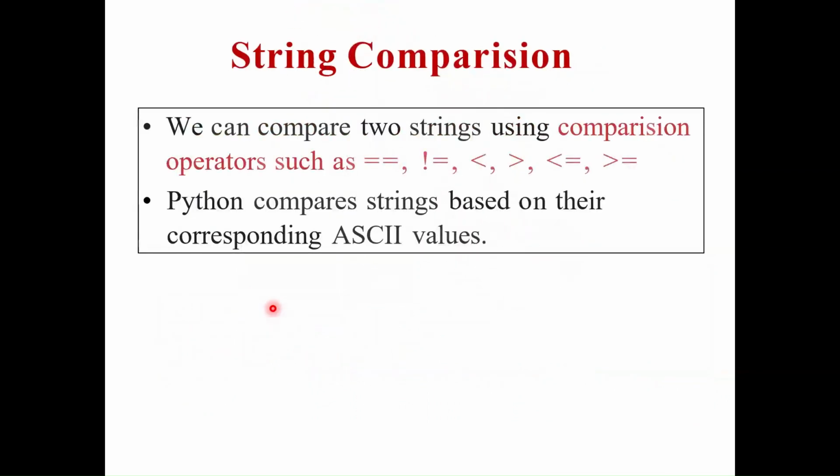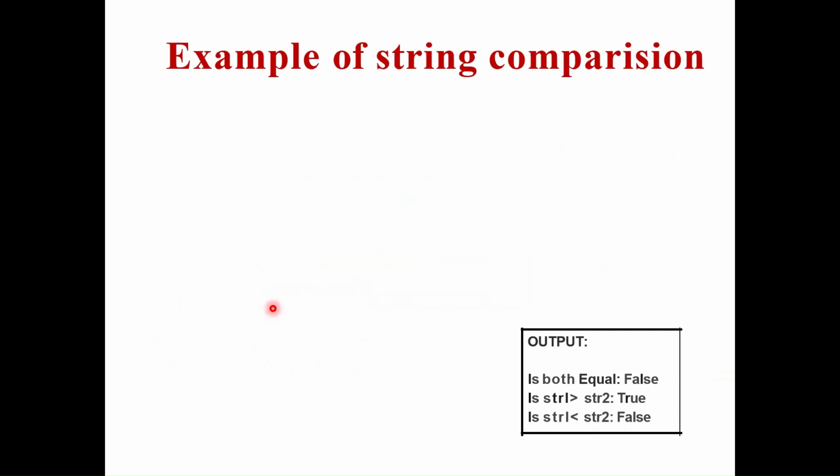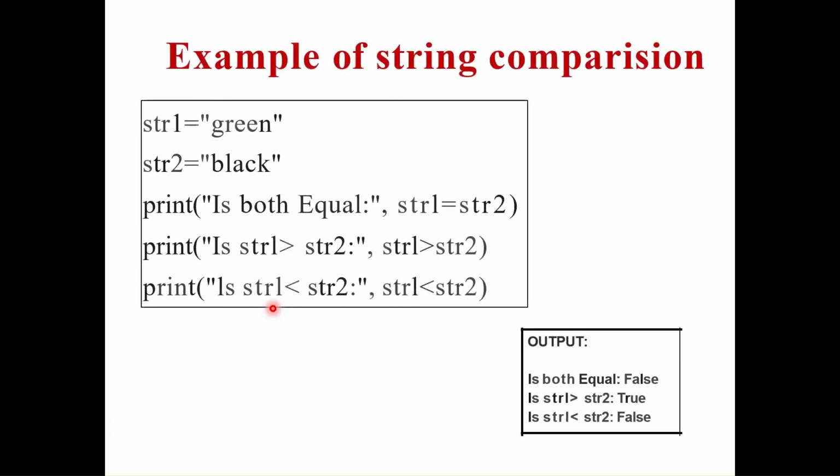Then string comparison. Like other languages, here also we can compare two strings using the comparison operators: equal to, not equal to, less than, less than or equal to, greater than. This example clearly shows string comparison. We have taken two strings, green and black, and both strings are not equal. The first one compares the two strings for equality, and since they are not equal, it returns false. And the second one compares the ASCII values of the corresponding characters.